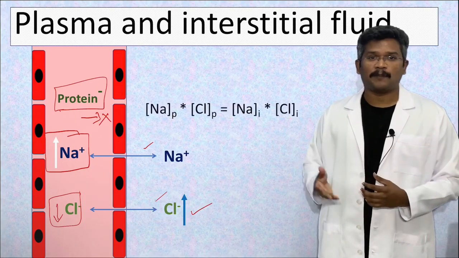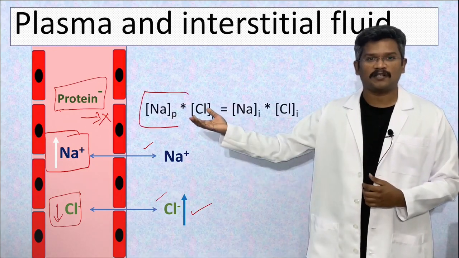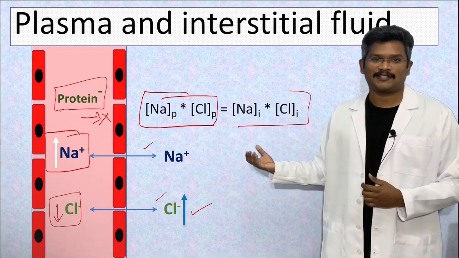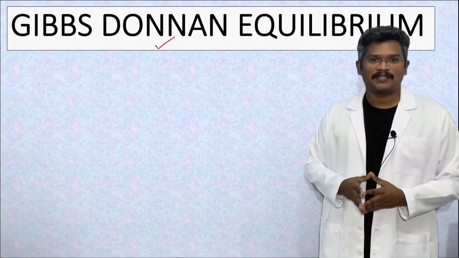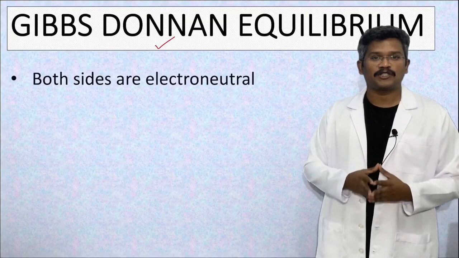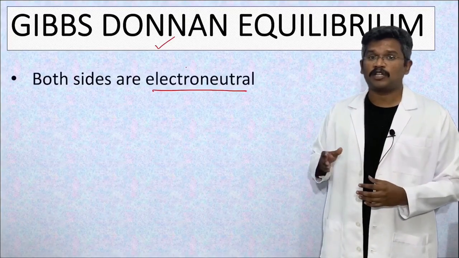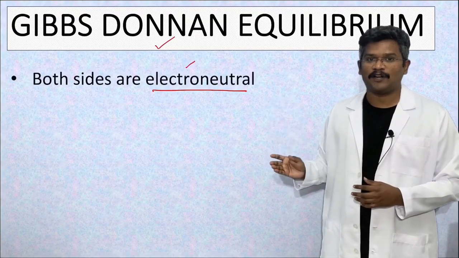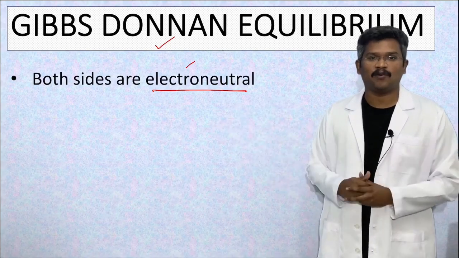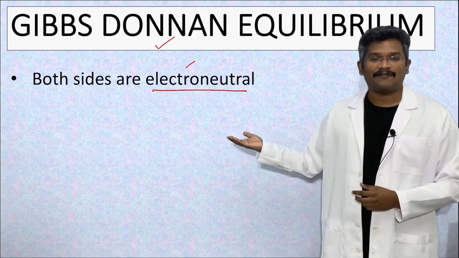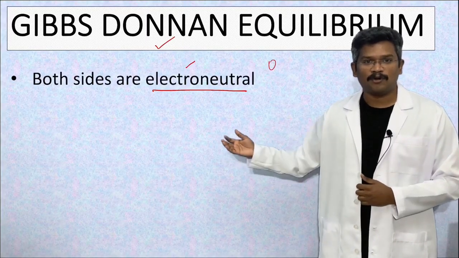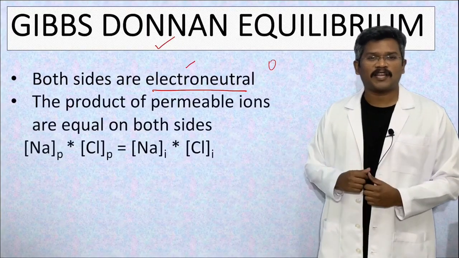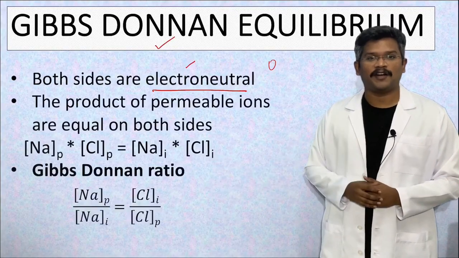At equilibrium, the product of permeant ions on one side is equal to the other side. This equilibrium is called the Gibbs-Donnan equilibrium. At equilibrium, there is electroneutrality, which means the total number of positive ions and negative ions on each side is equal. Each side has a net charge of 0. The product of permeant ions on both sides is equal. This can also be rewritten as the Gibbs-Donnan ratio.